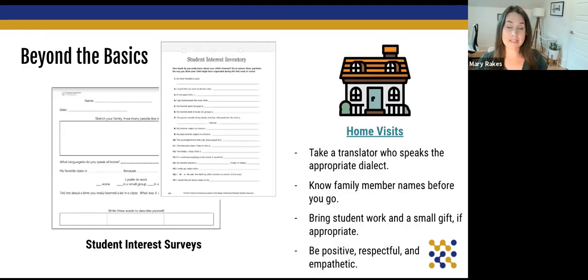We also want to go beyond the basics of just the data that's in front of us. So we want to build a relationship with this student. That's going to be where we're going to make so much of the difference in our education with them. So two ways that we can do this.